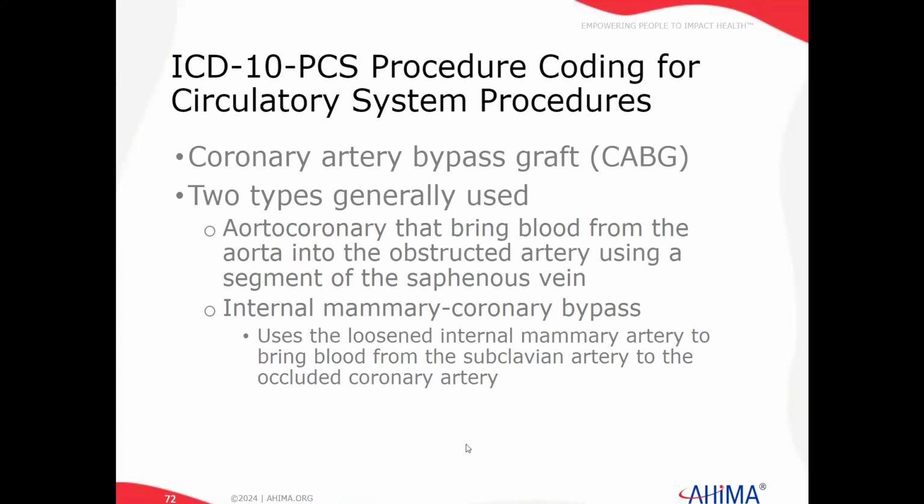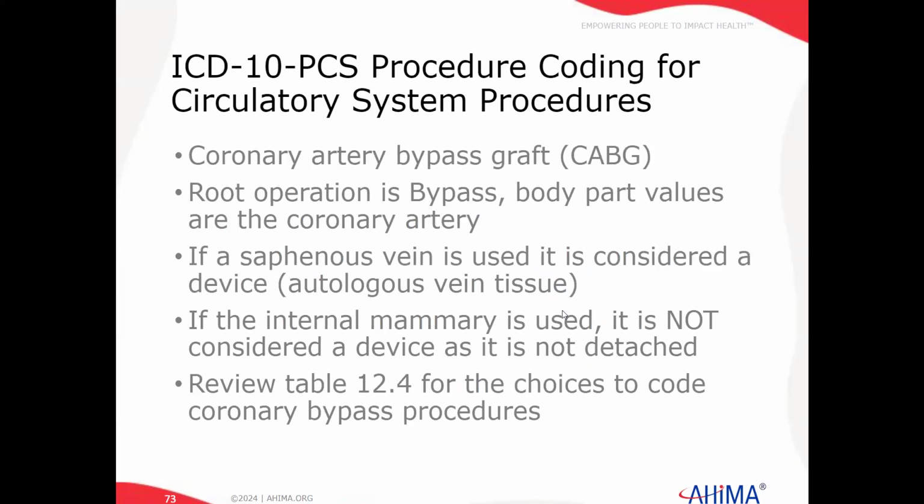The CABG, it's commonly referred to, isn't a type of vegetable. It's a coronary artery bypass graft. And there are two types usually. Aortic coronary brings blood directly from the aorta into the obstructive artery using a segment of the saphenous veins. We can also use the internal mammary artery. And basically, we use this internal mammary artery to bring blood from the subclavian artery to the occluded coronary artery and bypass the occlusion. The root operation is a bypass, and the body part values are the coronary artery.